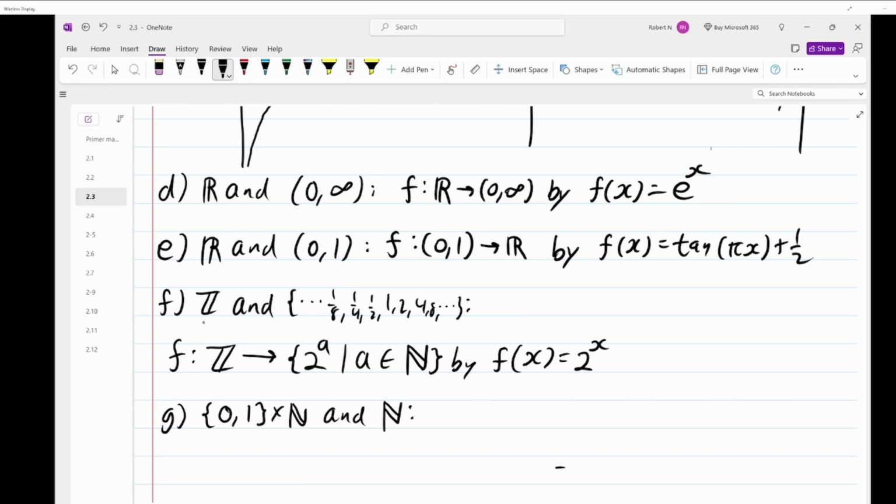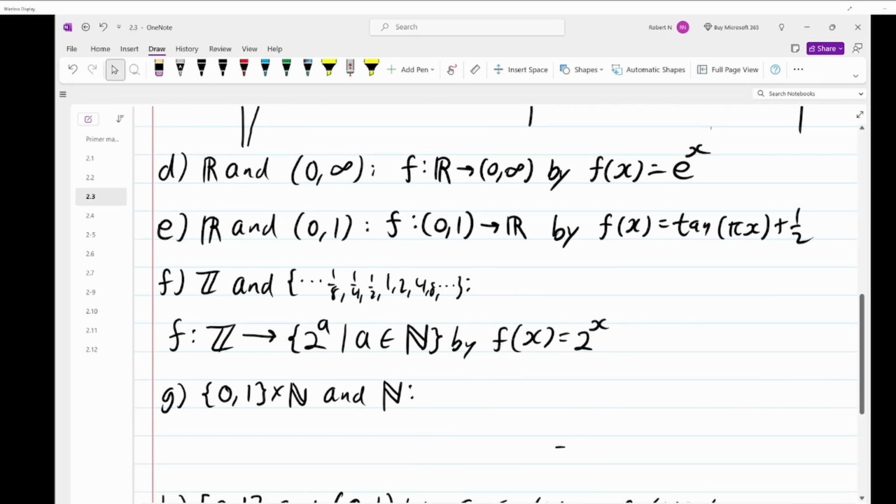Between the integers and every integer power of 2, this is exactly the same as what we had to do in 2.2. We just map each element of this to the corresponding power, which made it that way. {0, 1}, this is the set containing 0 and 1. {0, 1} cross N and N.